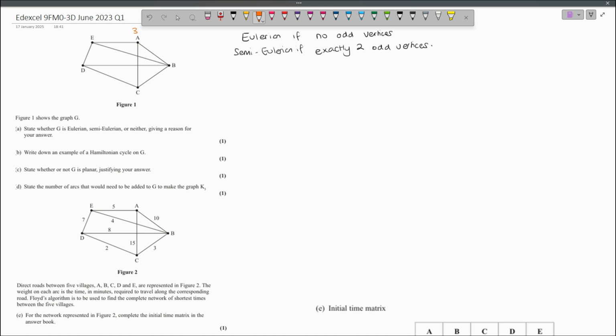A has degree 3, B has degree 4, C has degree 3, D has degree 3, and E has degree 3. So the answer to this is going to be neither, as there are more than two vertices with an odd degree.